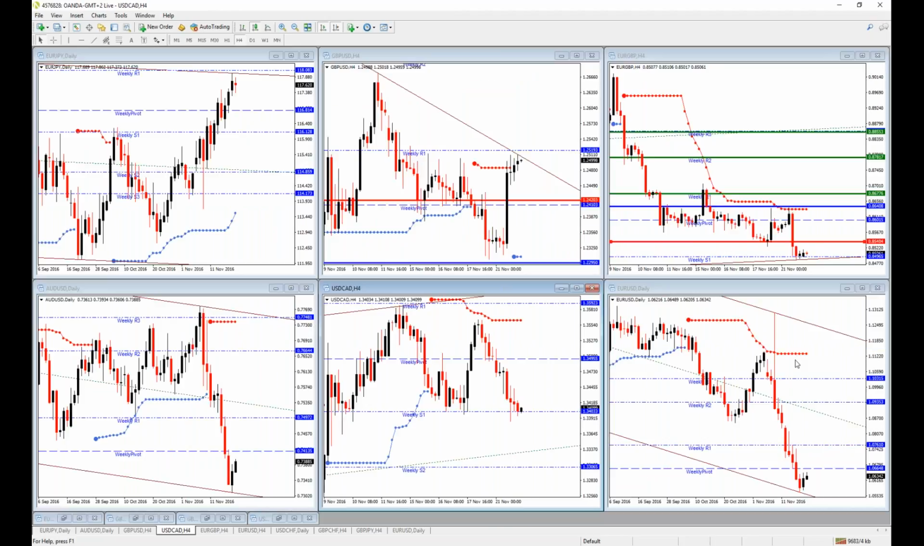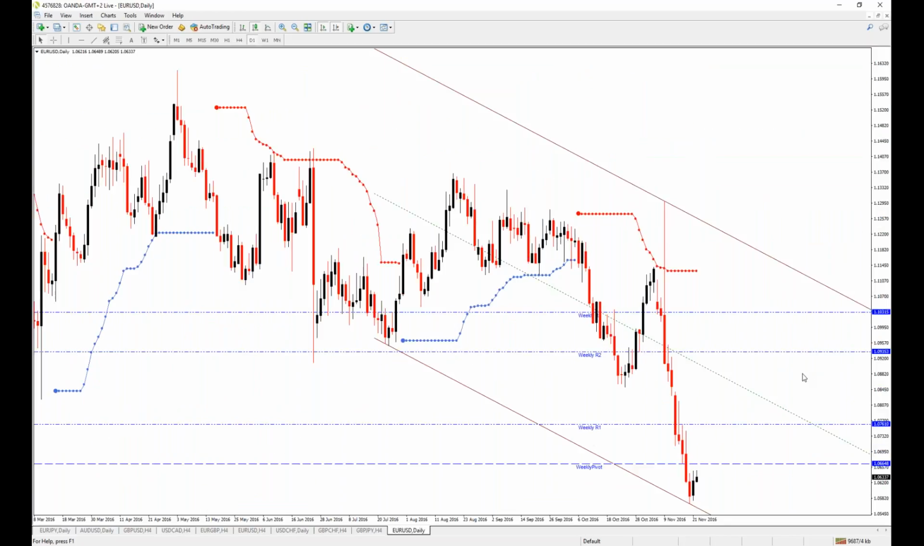Let's now go over to our final currency pair. That's the Euro US dollar daily chart. We are in a downward trend, and unfortunately, we are at the bottom of the downward trend. Okay? We need this to retrace back up so we can then look for a possible sell trade.